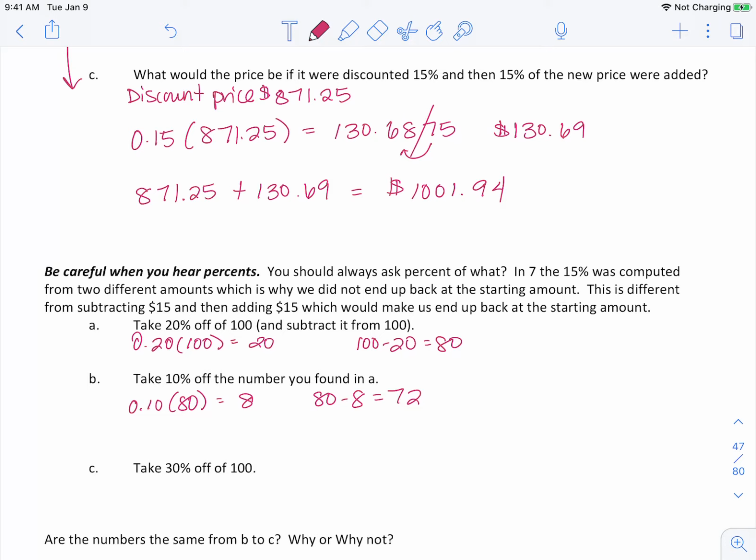So now we're going to try taking 30% off of 100. If I do 0.3 times 100, that gives me 30. Well, 100 minus 30 gives us 70. We can see these numbers, the 72 and 70, are not the same because, again, when you took that additional 10% off, you took it off of the $80, not off of the original 100.